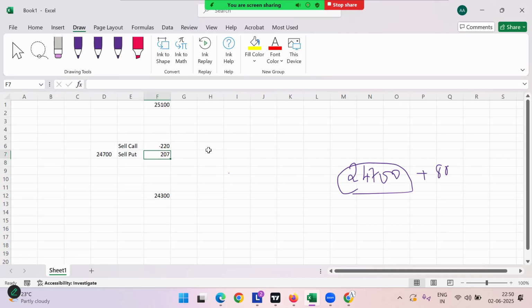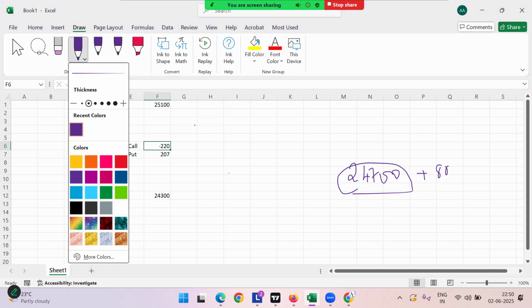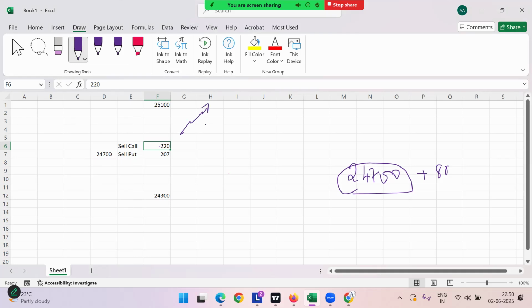Now, in case the market starts going up, obviously I will have a loss on my call option. So what I can do, I can put a stop loss here for 50 rupees. My call position will get automatically stopped out. So I put a stop loss for 50 rupees. In case the market goes up to 270, my call position will get squared off.